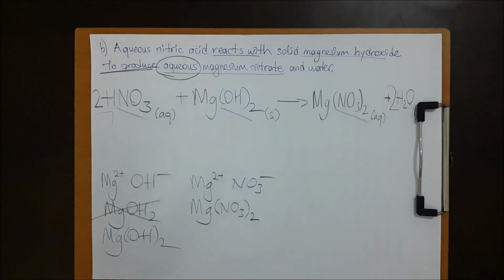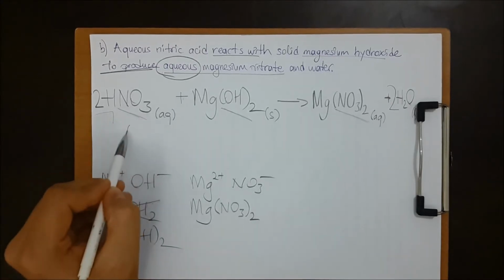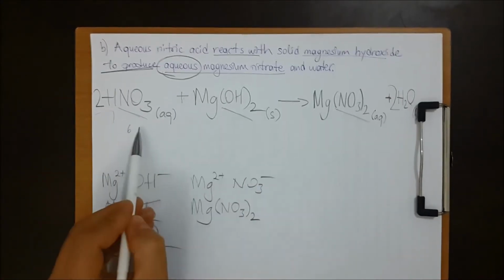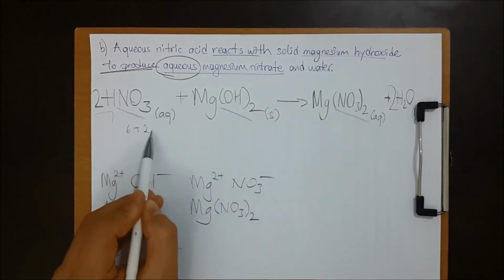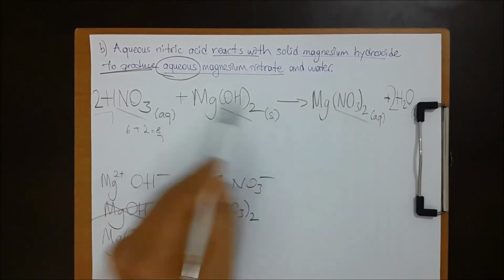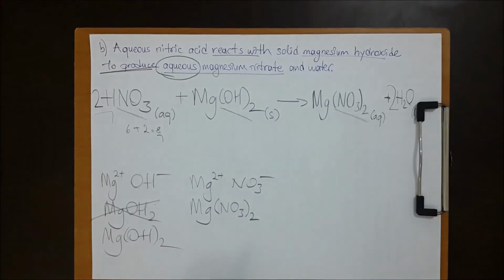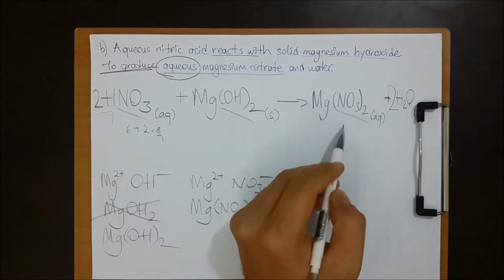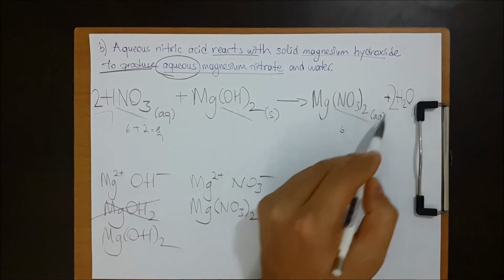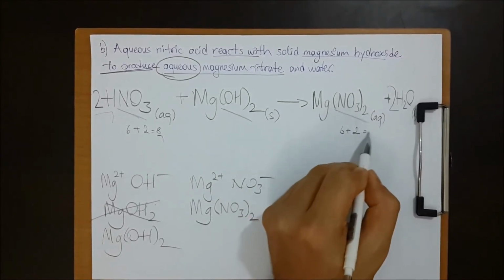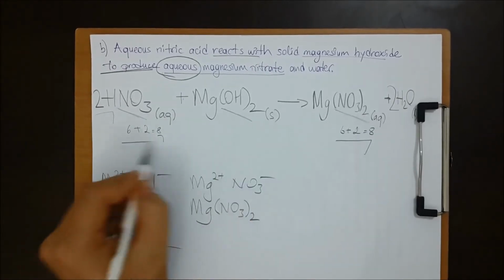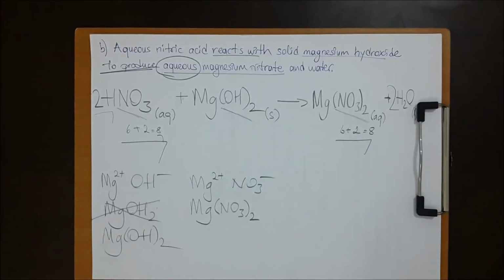And now we go on with counting oxygen atoms. I have 2 times 3, 6 oxygen atoms here, plus 2 times 1, 2 oxygen atoms here. Total I have 8 oxygen atoms on the reactant side. And also here I have 2 times 3, 6 oxygen atoms, plus 2 times 1, 2 oxygen atoms on the product side, total 8. So I can say automatically my oxygen atoms have been balanced.